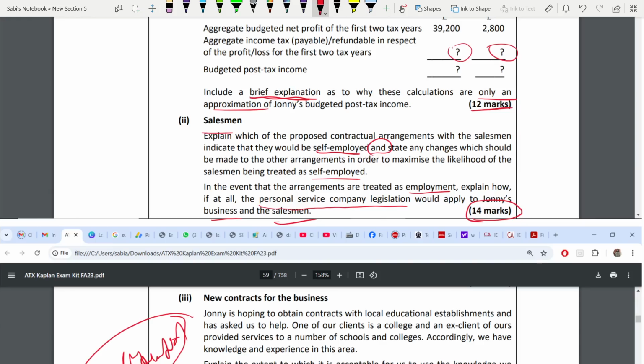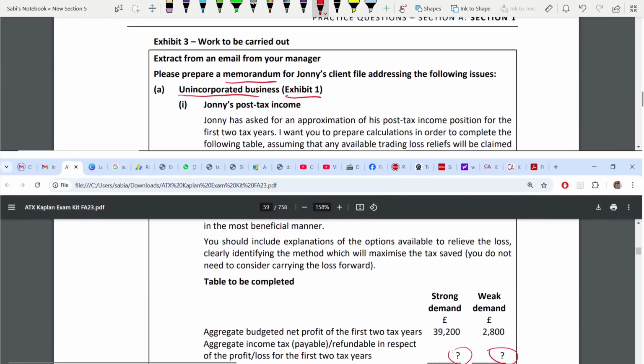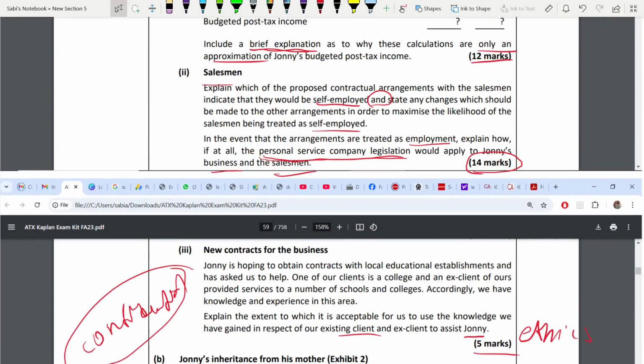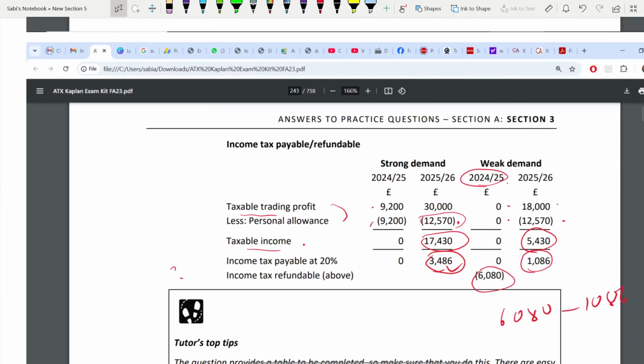Now, let's say all this arrangement, this contract, is treated as an employment, then how would personal service company legislation apply to the business and the salesman? How will this legislation apply? Three things you have to answer. Okay, this is pure knowledge. No numbers, no calculations. You have to know the rules of it. So we'll straight away go to the answer.